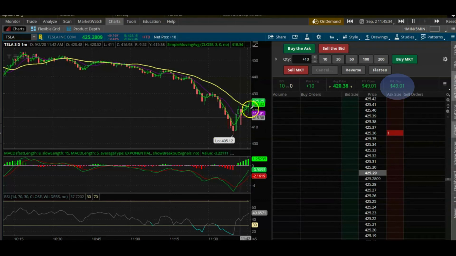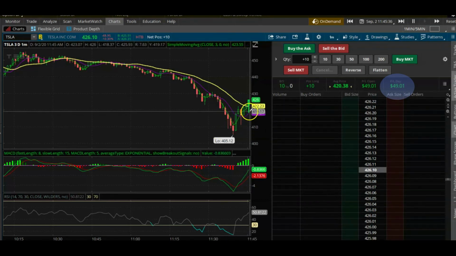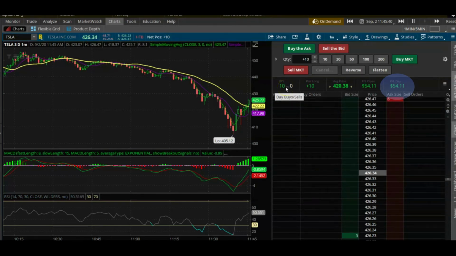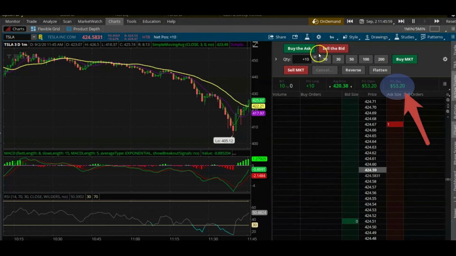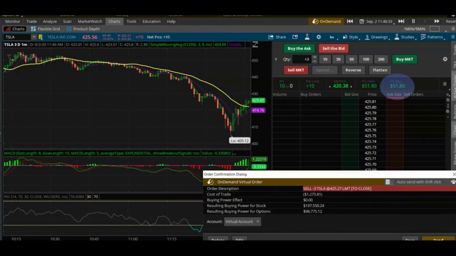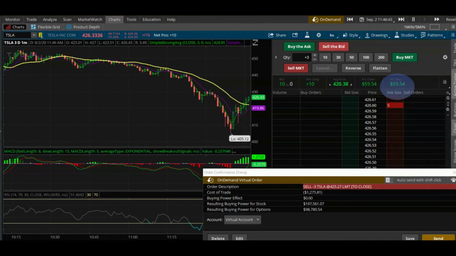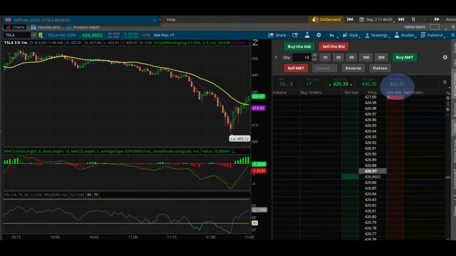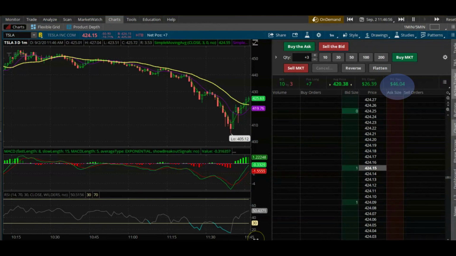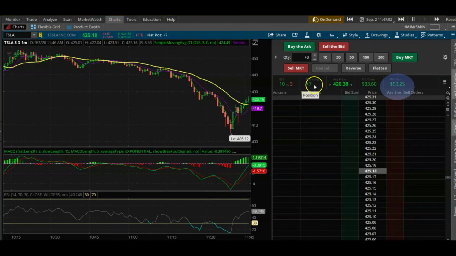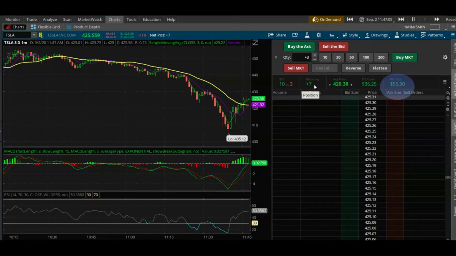You always want to exit your trades on the uptick. So as price action is increasing, you want to slowly get out of the trade with profit. So I'm going to slowly start selling. I'm down to 7 shares right now. I've sold 3 at a profit.